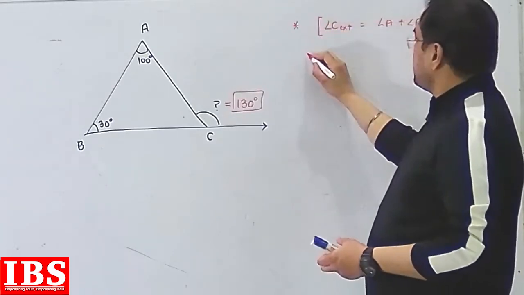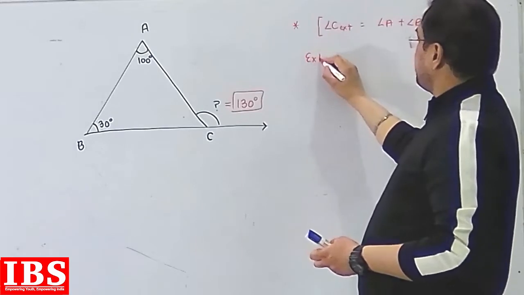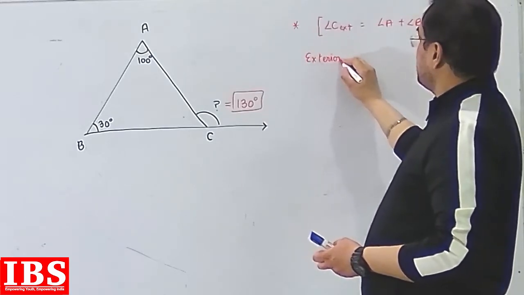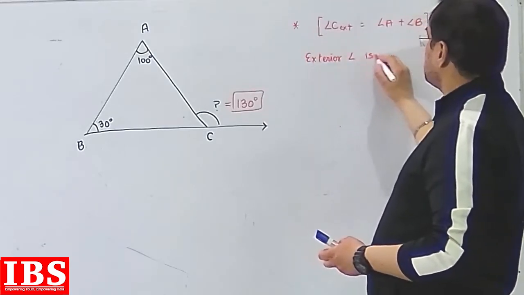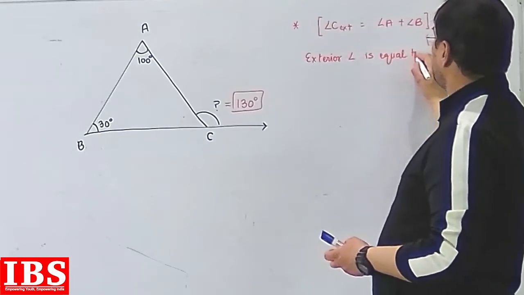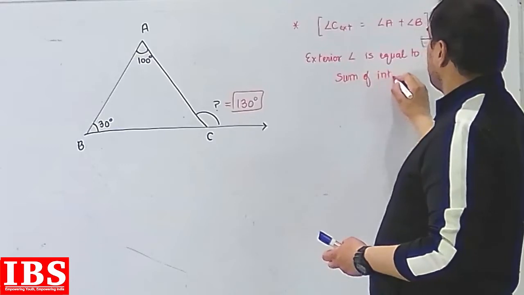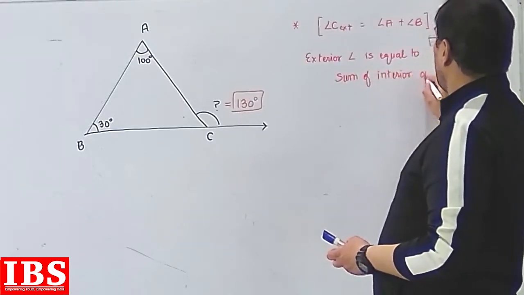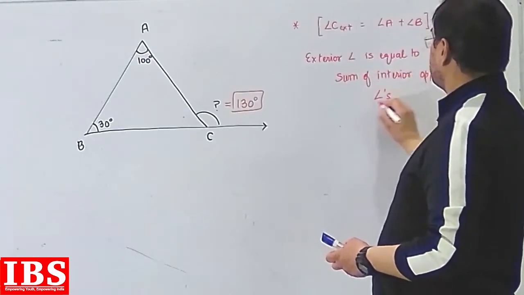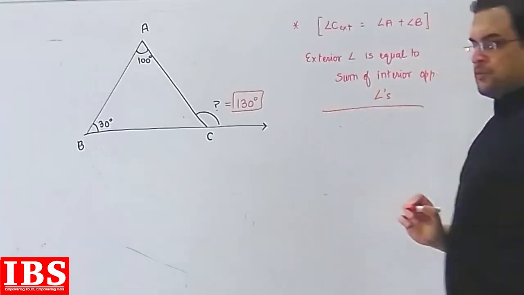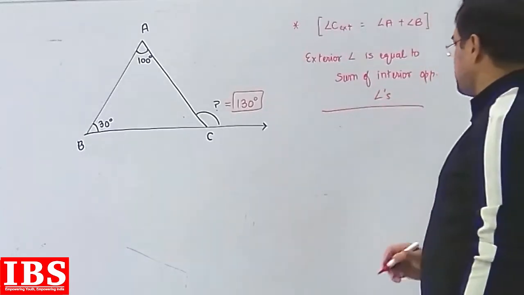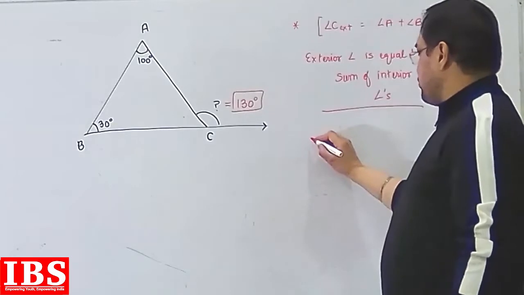What is the property? That the exterior angle is equal to the sum of interior opposite angles. This is a property that you need to remember. Okay, how does this property appear?